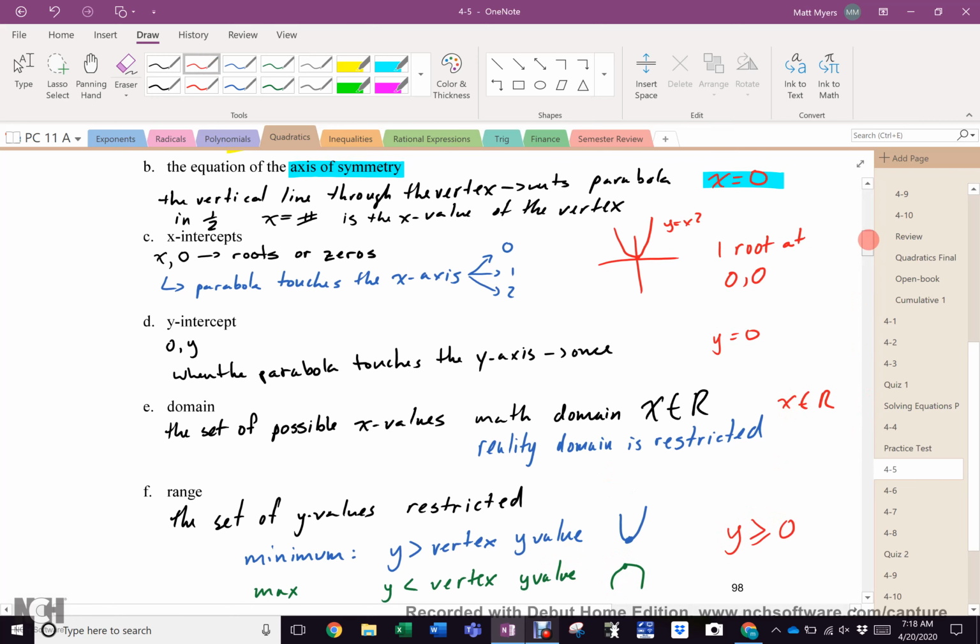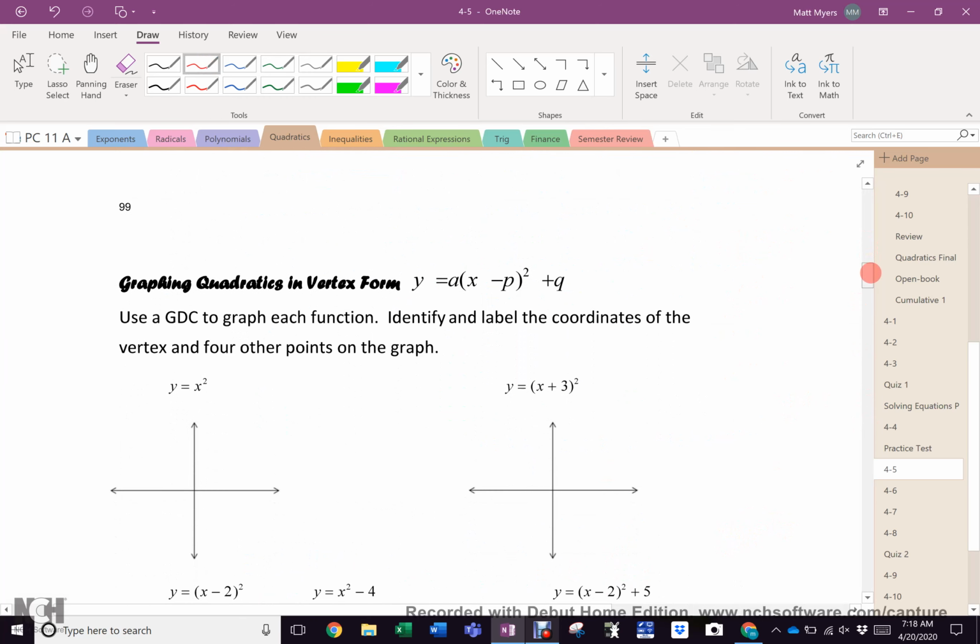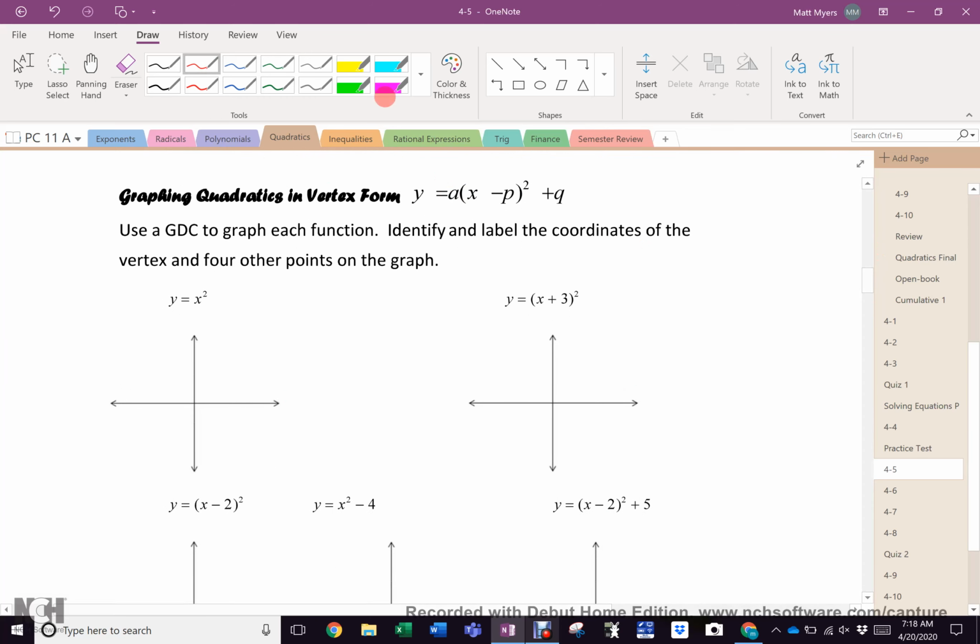All right, now let's put this into practice. Turn the page over. This is called vertex form. We are not going to use a graphing calculator. We've already talked about this. Please notice that in this form, you see the y and you see an x squared. All right? A, P, Q, just move the parabola.